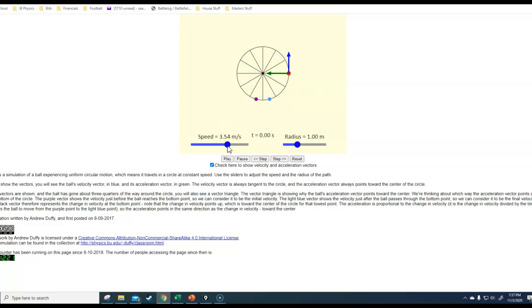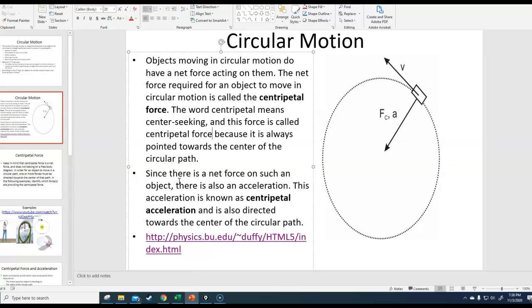I can actually make it move a little faster so the arrow gets a little bit longer. There you can see that green arrow represents the centripetal force and the centripetal acceleration both, because the direction is always changing, but it's always directed towards the center of the circle. So objects in circular motion have this type of force and acceleration, the centripetal force and the centripetal acceleration. And we're not going to get into the details of why it has to be like that, but those things are required for an object to move in circular motion.